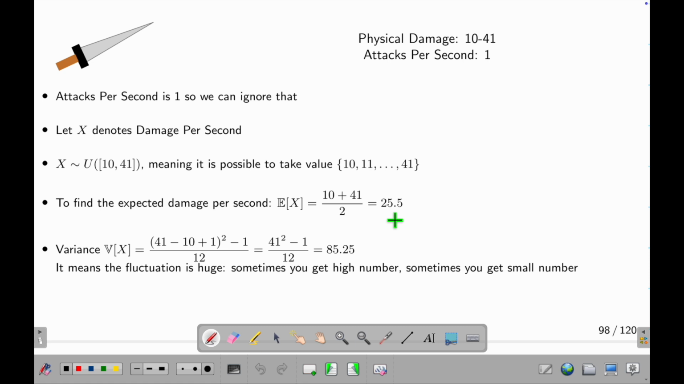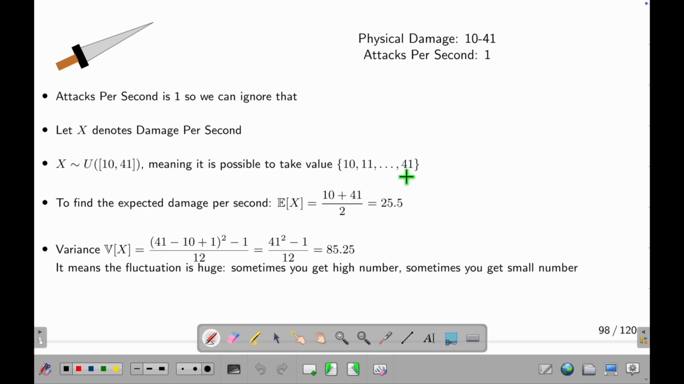That's it. What about the variance? The variance is 85.25. This is a big number. Okay? So that means what? That means the variability is very high. Sometimes you get 10, sometimes you get 41. Not good. You want consistency. So big variance means not so consistent. Small variance means consistent. What is the most consistent weapon?